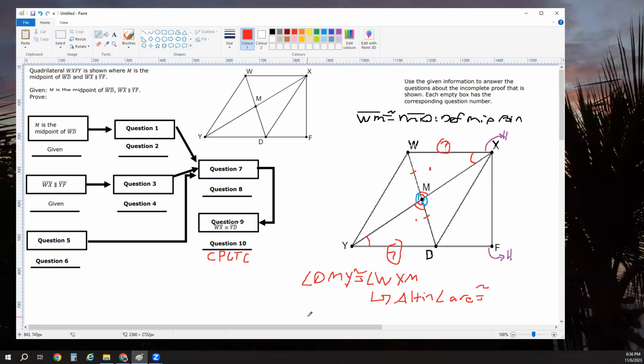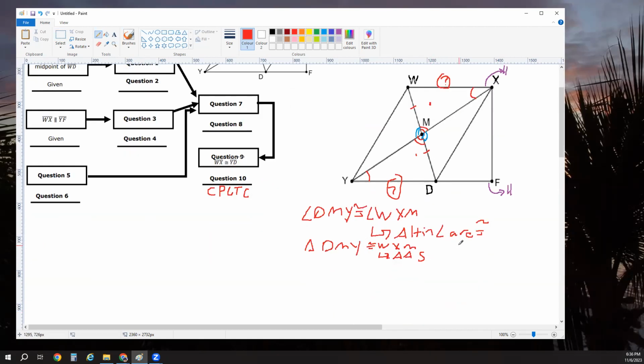So I can say that these triangles, triangle DMY, is congruent to triangle WXM, right? Because of the angle side postulate. Okay, because that's an angle, that's an angle, and the opposite angle of that is congruent. Right? Angle side postulate is congruent.